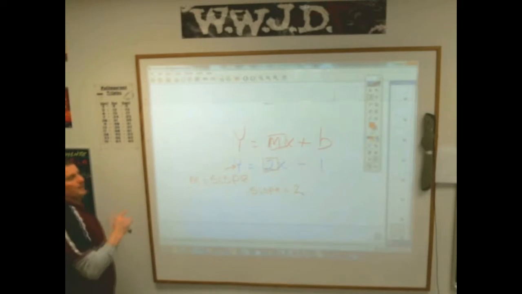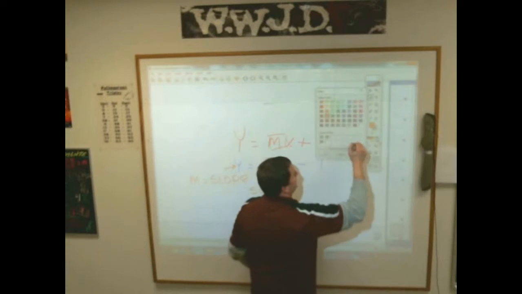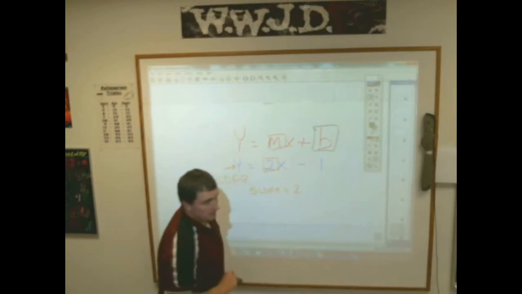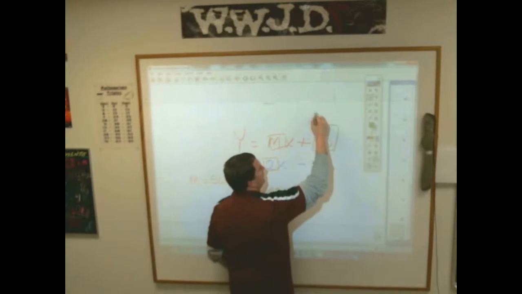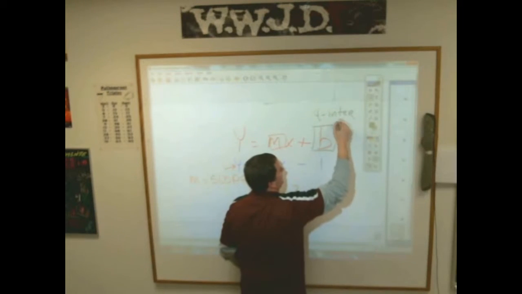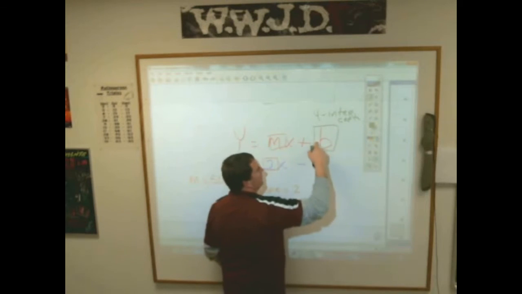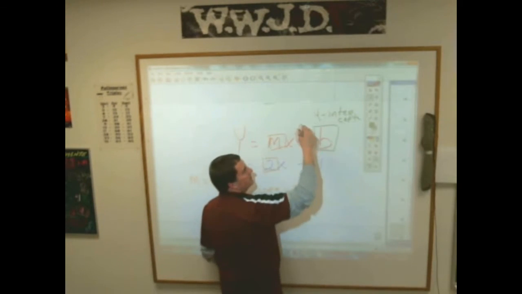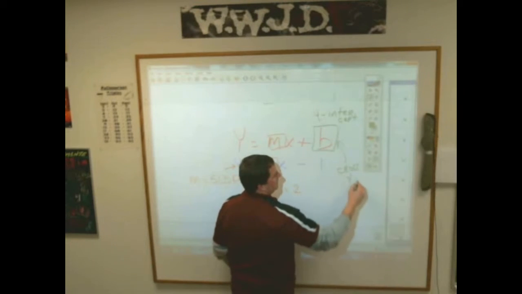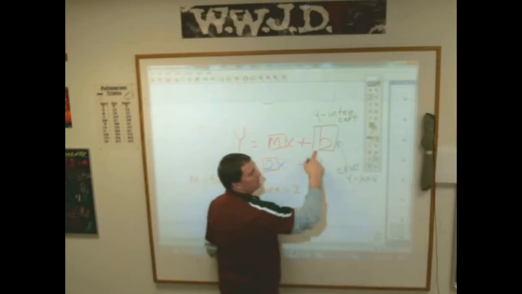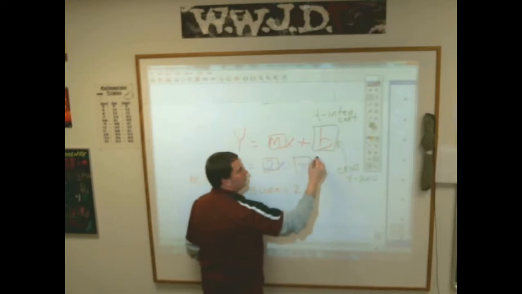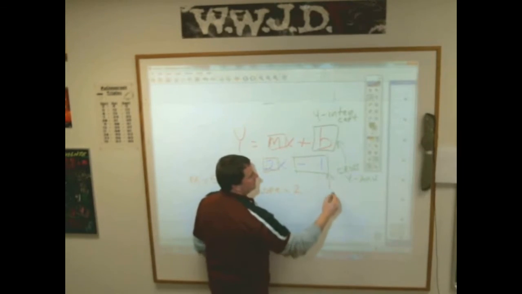Okay? The other letter in my equation here is the letter b. The letter b is what we lovingly refer to as the y-intercept. That's why this is called slope-intercept. And all that means is that this number that comes at the end is where it crosses the y-axis. That's what the slope-intercept is. The line I gave you crosses the y-axis at -1.